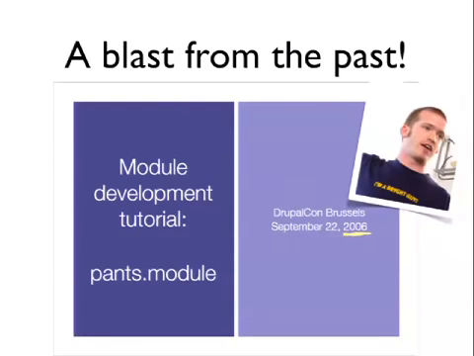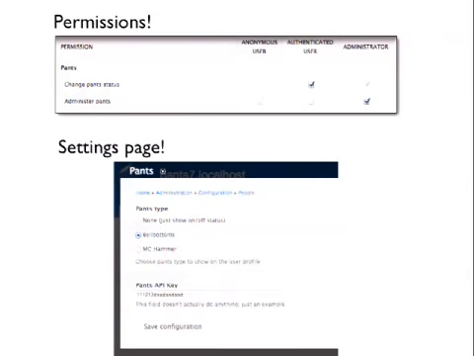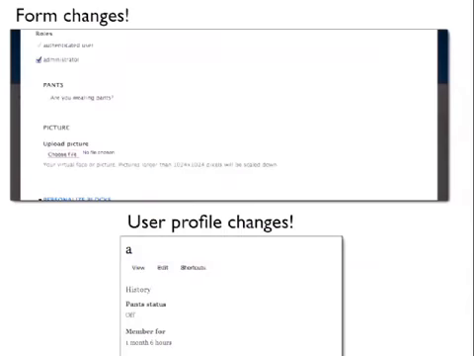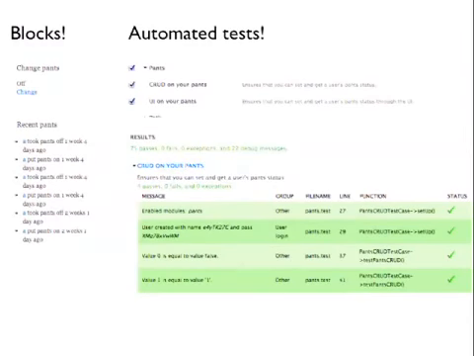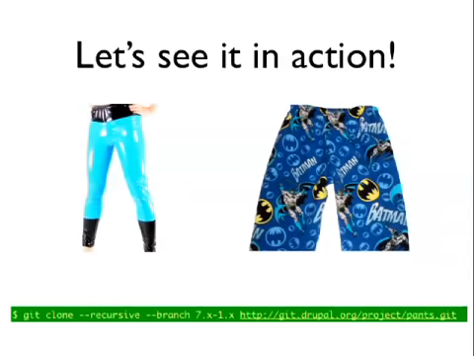But it's great because this little module has everything. It's got permissions. It has a settings page. It has form changes, so it goes in there and monkeys around with forms. It has a user profile change. It has blocks. It has automated tests. Everything that you could need to know. So it's a really good example module to expose you to a lot of the different APIs in Drupal. So let's go ahead and see this in action and see how it works.